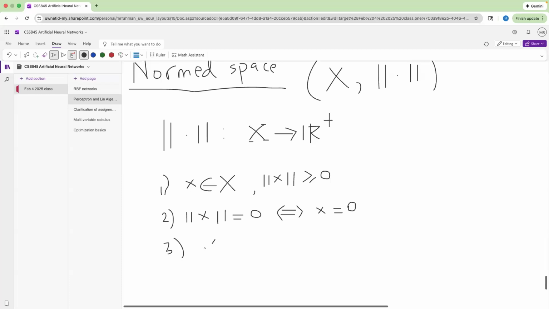The third property is if you multiply a vector by a scalar. Can anyone tell me why this term is valid? Here alpha is a scalar, which is maybe a real number. Here I'm multiplying the scalar by a vector and taking the norm. Why does this make sense? Can anyone tell me?